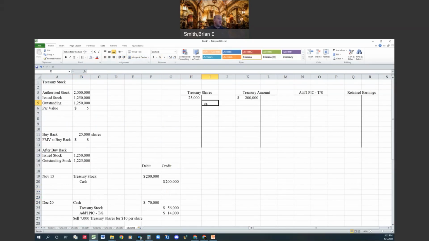Our treasury shares now, we lost 7,000 from the sale. That's going to leave us with 25,000 minus it. We have 18,000 shares now. Our treasury amount is going to reduce by this 56,000. And so our amount here is going to be 144,000 left. And our additional paid in capital treasury shares is going to be this $14,000, right? So that's where we're sitting at the present time.